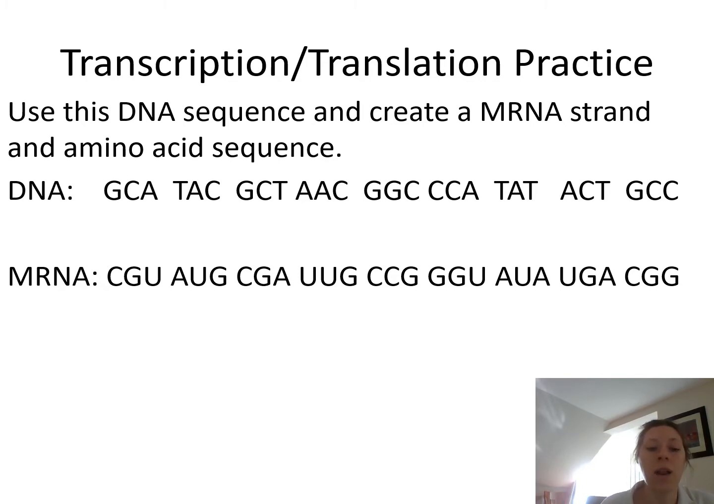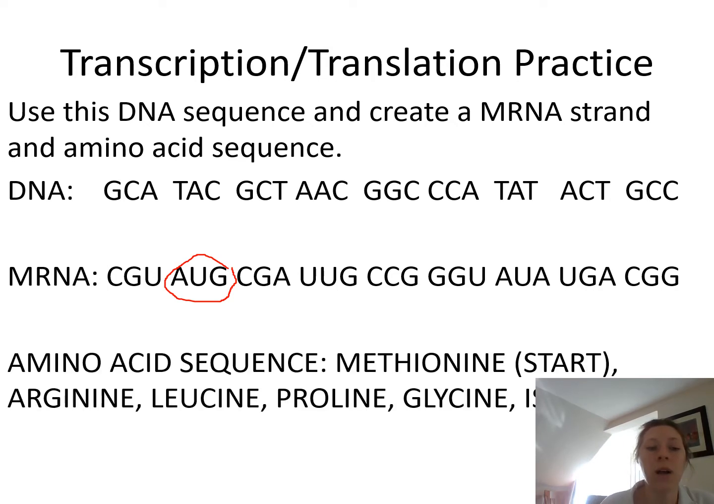So I can go ahead and start here with AUG, and that's where I'm actually going to start reading my messenger RNA when I move on to translation. So the first thing we're going to do when we do this, we'll start here at AUG. We're going to read methionine, and then arginine, leucine, proline, glycine, and then I think it's isoleucine. Sorry, I'm kind of cutting it off. And then we would get a stop. And again, you don't write the word stop, you just literally do what it says, you stop.